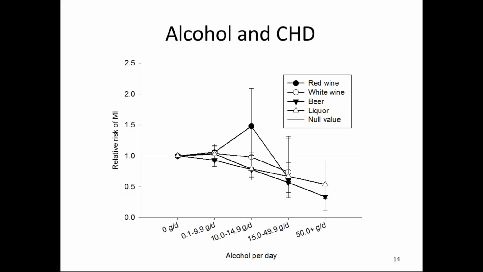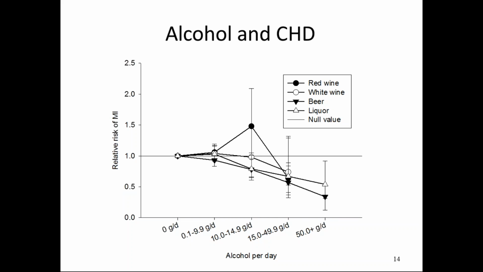So here are the main results. Looking at this graph, we've got the alcohol consumption per day. We have categories of 0 grams, 0.1 to 9.9 grams per day, so this is less than 1 drink a day. This is about a drink a day for 10 to 14.9, then 15 to 49.9, so you're looking at more than 1 to about 3, and then more than 50 grams per day. This axis is the relative risk.